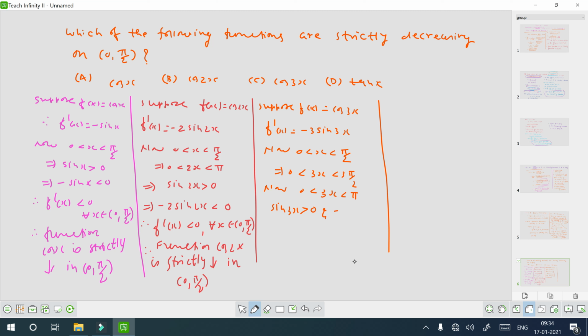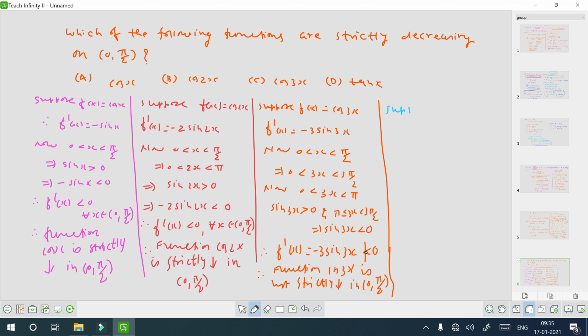0, and pi less than or equal to 3x less than 3 pi by 2, sine 3x is less than 0. So therefore, this f dash x is equal to minus 3 sine 3x, which is not strictly less than 0, and therefore function cos 3x is not strictly decreasing in 0 to pi by 2. Clear? Yes. Last one.